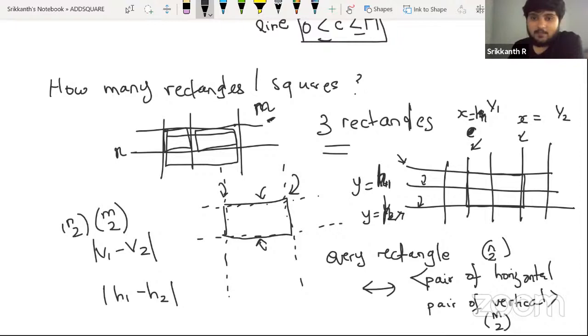But we also have the option of adding another horizontal line within 0 and H. So within 0 and H, we can add some horizontal line like so. And that will create a whole new set of rectangles. So that will create mC2 extra rectangles, which we have to consider. And again, the goal is to maximize the number of distinct areas that we have.